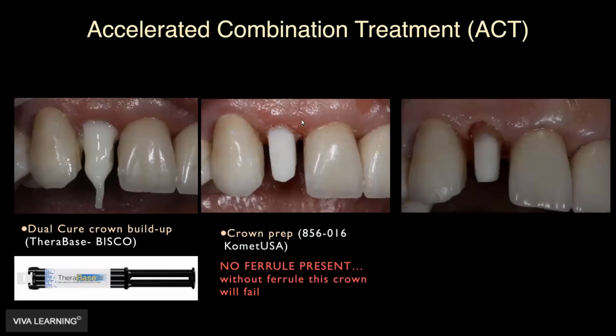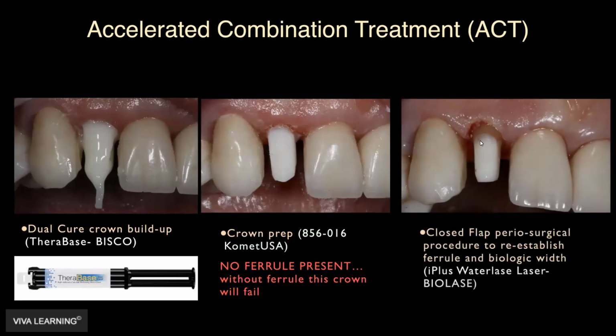So let me show you. This is regaining ferrule. This area here, which we are able to recapture, is the ferrule, and you want to have about 3 millimeters of this. How I am able to get that is I use a closed flap peri-surgical procedure to reestablish the ferrule and the biologic width. I use an iPlus water laser from Biolase to accomplish this.